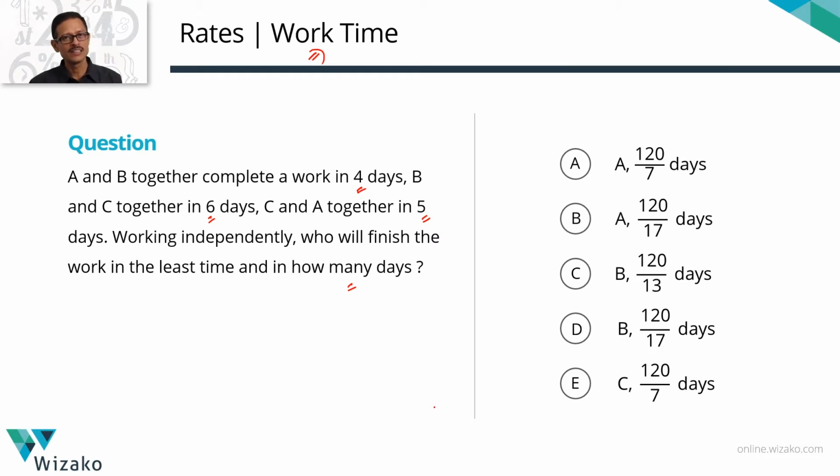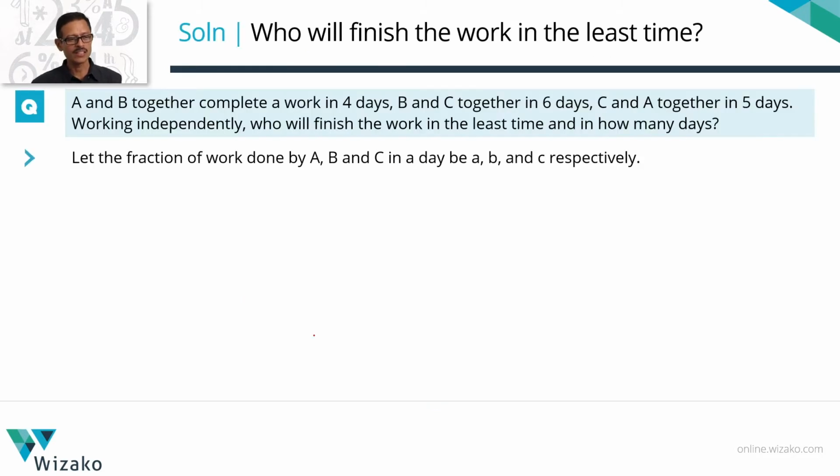Let's assign variables. I'm going to assign variables for the fraction of work done by A, B and C in a day. So A is the fraction of work done by A in a day, B is the fraction of work done by B in a day, and C is the fraction of work done by C in a day.